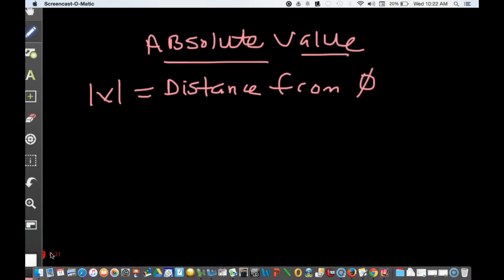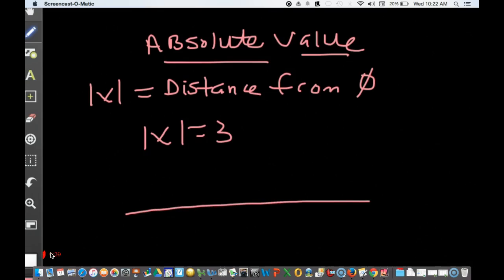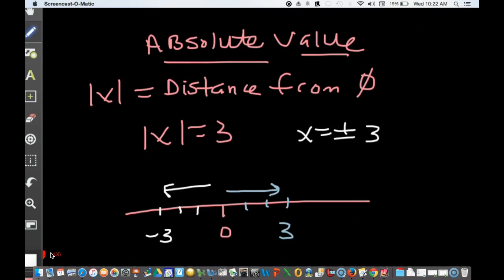So when I say to you that the absolute value of x equals 3, it basically means that if I were on a number line and I were going to look at 0, x to have an absolute value of 3 would have to have a distance of 3 from 0, which means it could either be 3 units to the right at positive 3, or it could be 3 units to the left at negative 3. Both positive and negative 3 have a distance of 3 from 0.